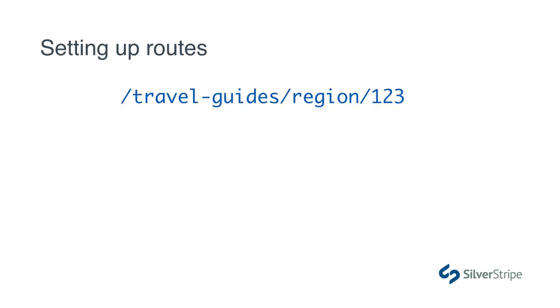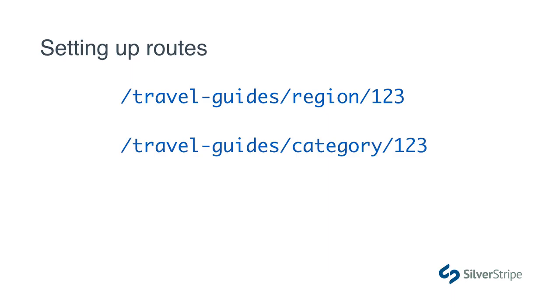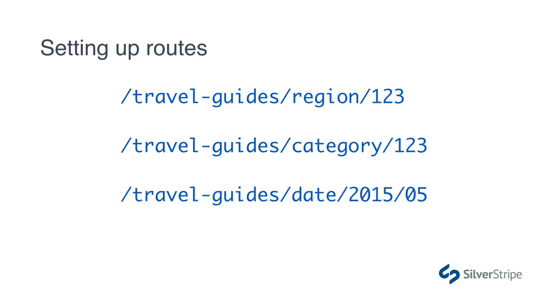We would have travel guide /region/123, which would be to show the articles related to region ID 123. We might have something like travel guides /category/123, which would show all of the articles related to that category ID. We could also have something like /date/2015/05, and that would show articles from May 2015.